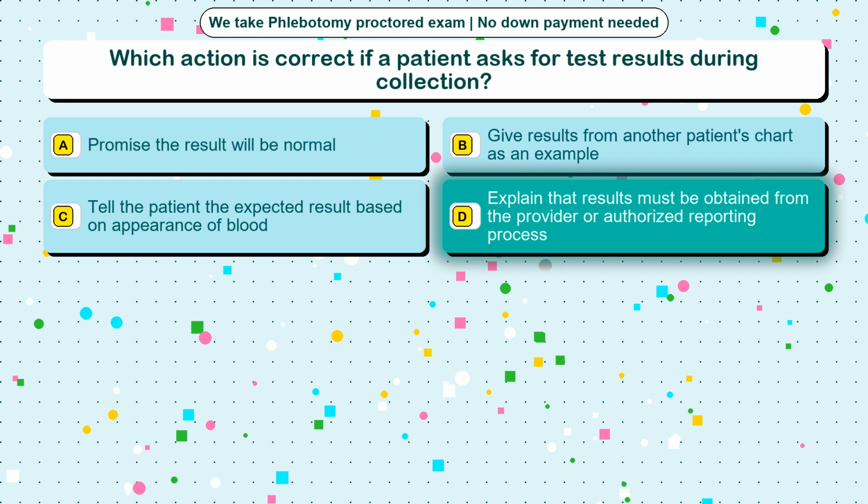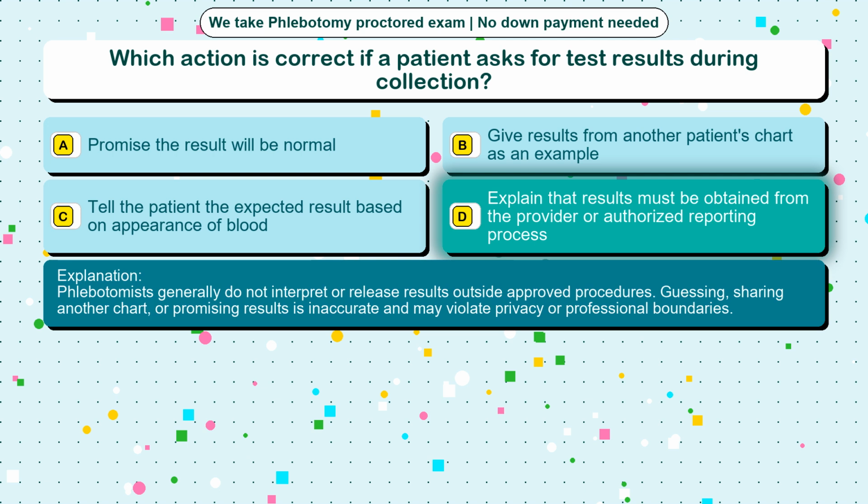The correct answer is option D. Explain that results must be obtained from the provider or authorized reporting process. Phlebotomists generally do not interpret or release results outside approved procedures. Guessing, sharing another chart, or promising results is inaccurate and may violate privacy or professional boundaries.